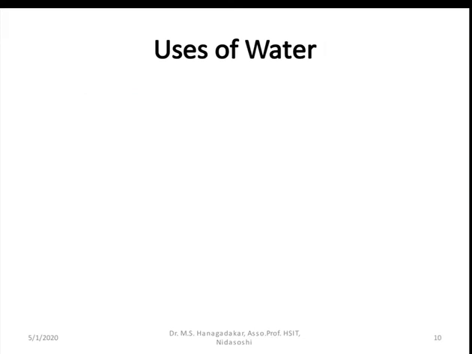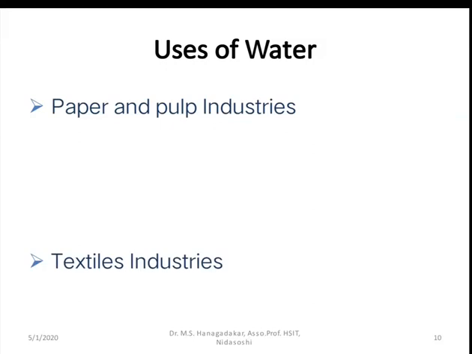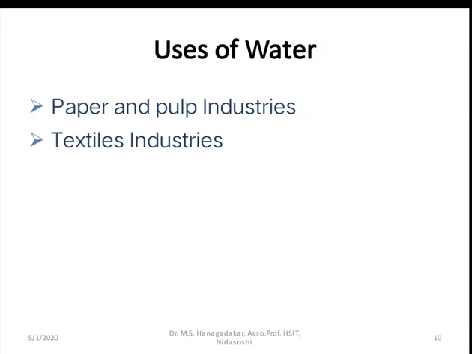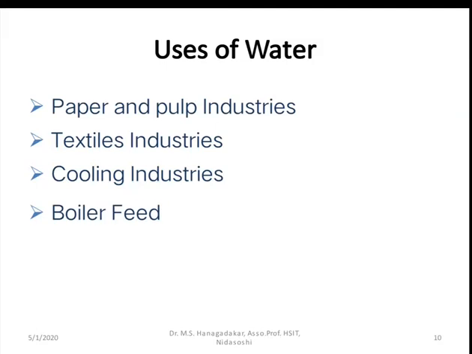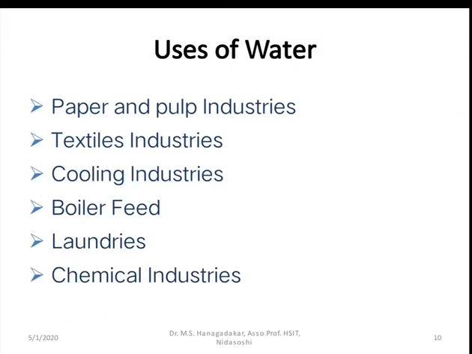Now let us discuss what the uses of water are. Water is required in paper and pulp industries. Water is required in textile industries. Water is required as a cooling agent in cooling industries. It is required for boilers as boiler feed water. Water is required for laundries. Water is required for the chemical industries, etc.